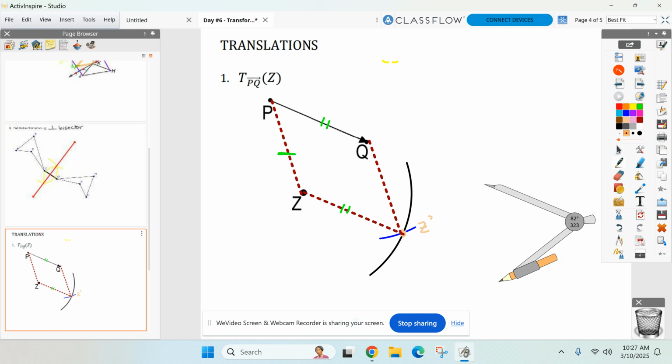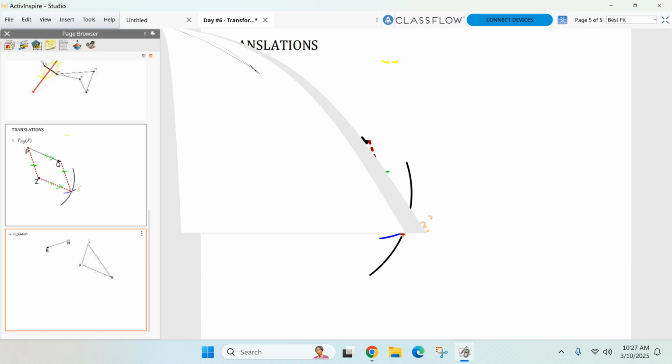Hey kids, what figure did I just make up here? Parallelogram. Not only are opposite sides congruent, but they're also parallel, so that guarantees me we're going in the same direction. All right, so we're basically making a parallelogram when we translate. Okay, we're making the opposite sides congruent. All right, that's why Z prime will land in that spot. Questions here?